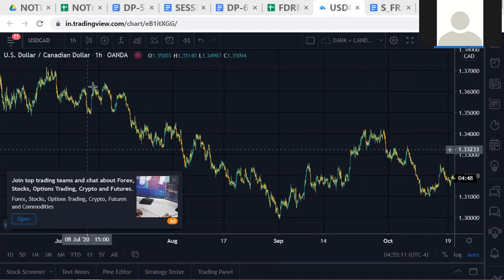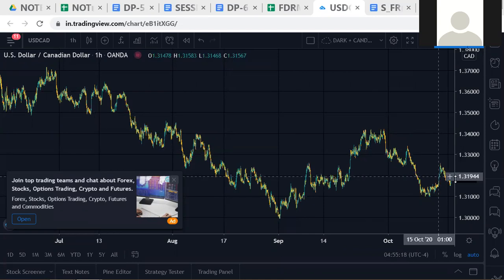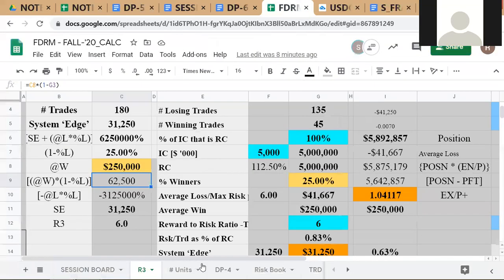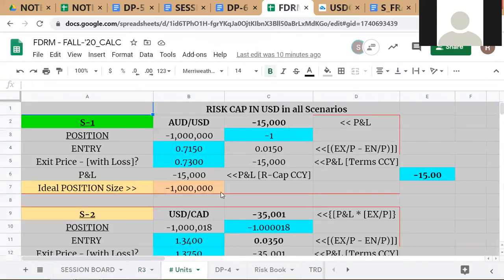USD CAD, so the PNL is going to be generated in CAD. The reason I looked at the second scenario is that you can find these calculations here. I repeated this spreadsheet in this semester's worksheet, so you're already familiar with it. If the terms currency is dollars, then the PNL currency and risk cap currency are the same, so no need for adjusting.